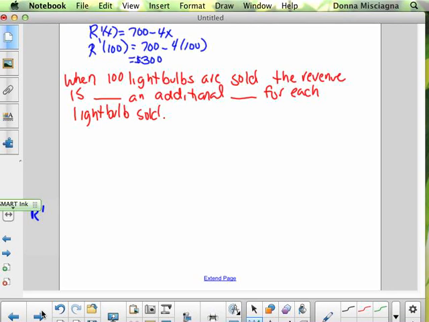So what does that mean? So when 100 light bulbs are sold, the revenue is increasing an additional $300 for each light bulb sold. These are incredible light bulbs.